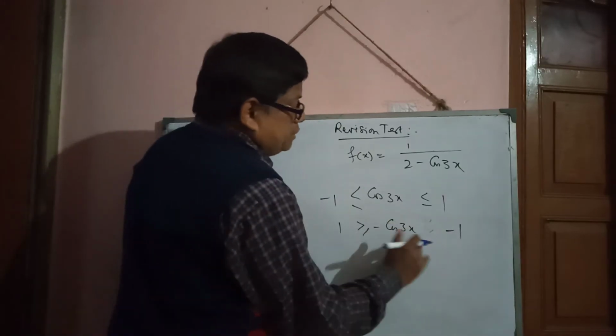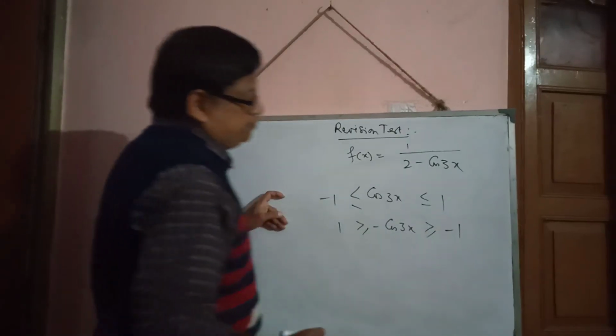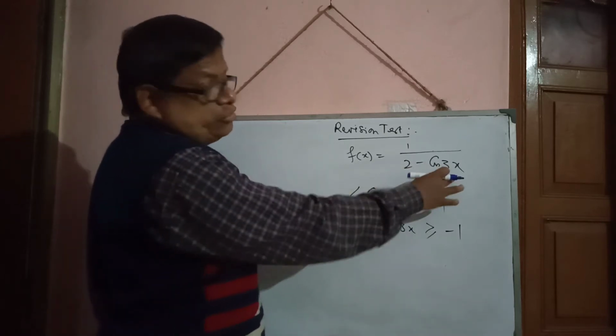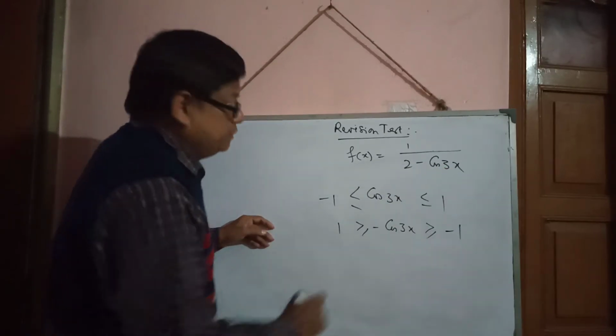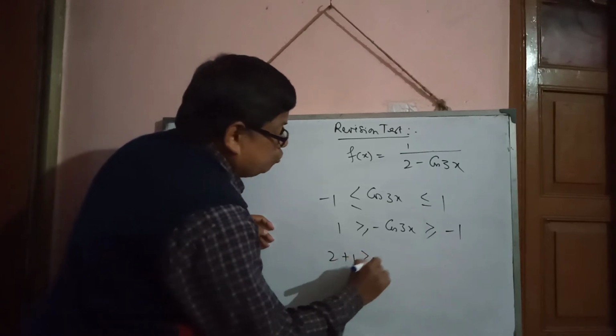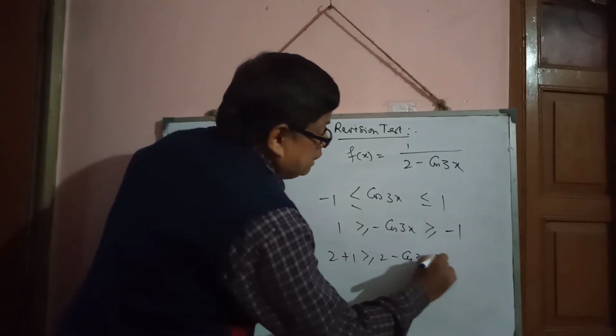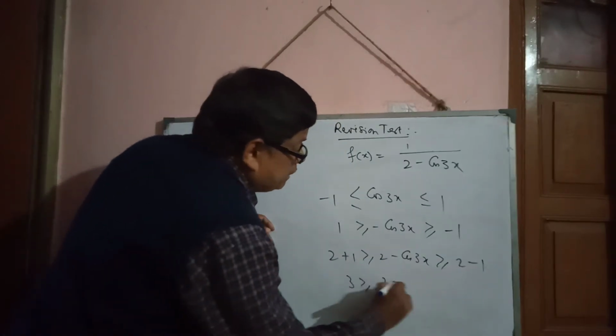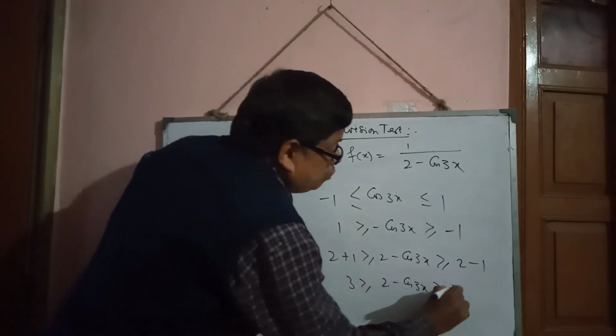Sorry, here -1. Here 2 is given, 2 minus cos 3x, so add 2 to both sides. So 2 plus 1 is greater than or equal to 2 minus cos 3x, which is greater than or equal to 2 minus 1. So 3 is greater than or equal to 2 minus cos 3x, which is greater than or equal to 1.